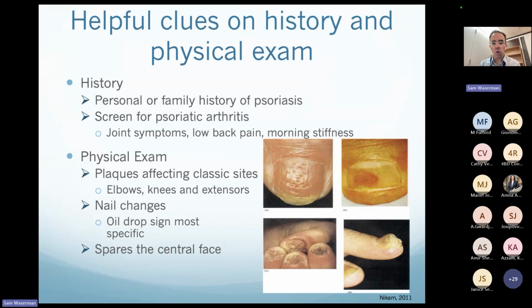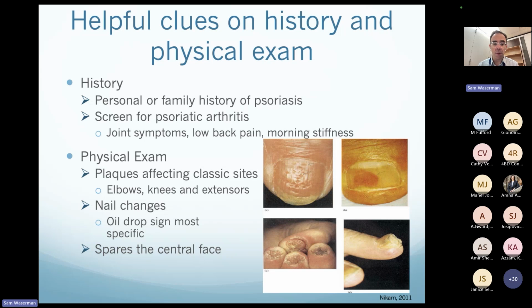Now, some helpful clues on history and physical exam. With history, it's important to screen for a personal or a family history of psoriasis. Now, they may not refer to it as psoriasis. They may refer to it as eczema. They may refer to it as something else. It's important to try to tease out the distribution of their skin lesions, maybe look at pictures and symptoms.